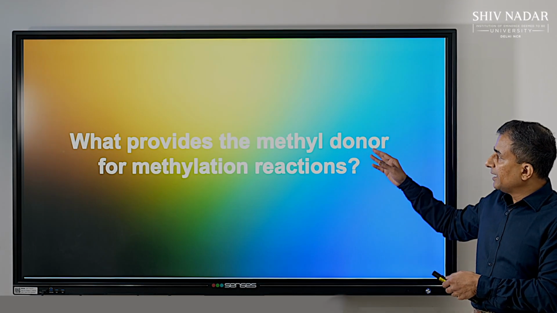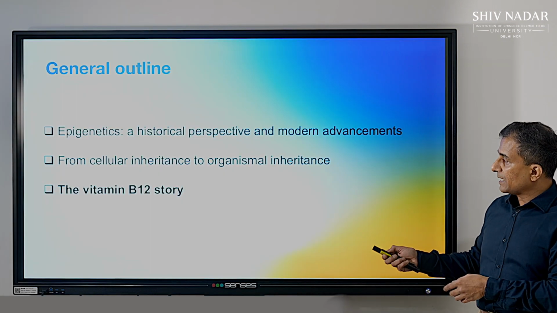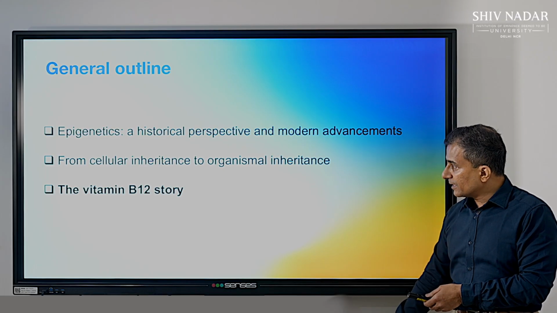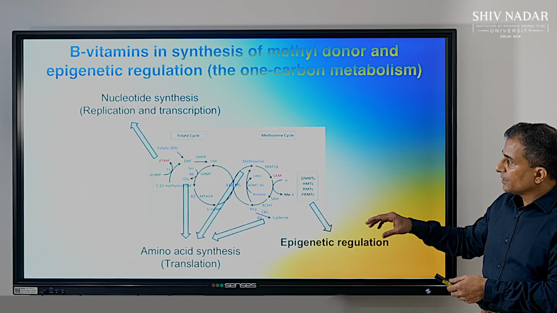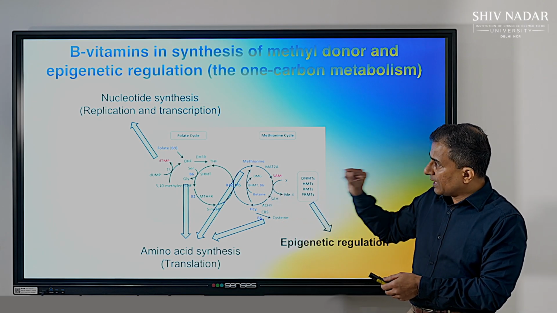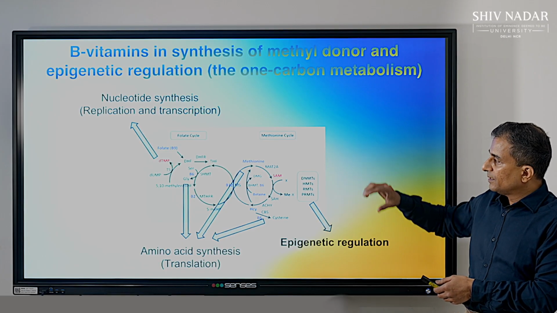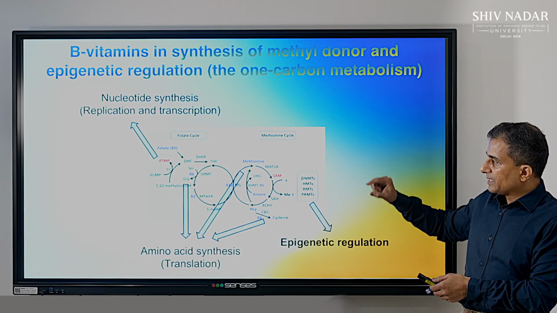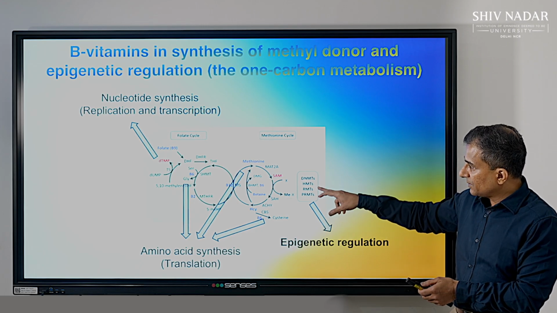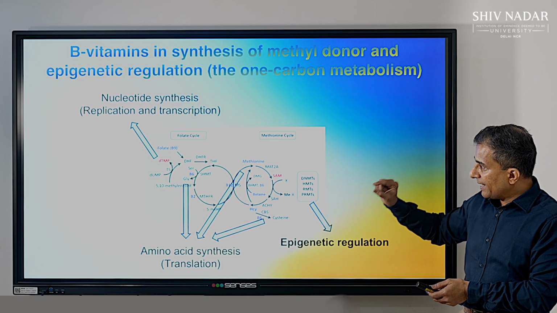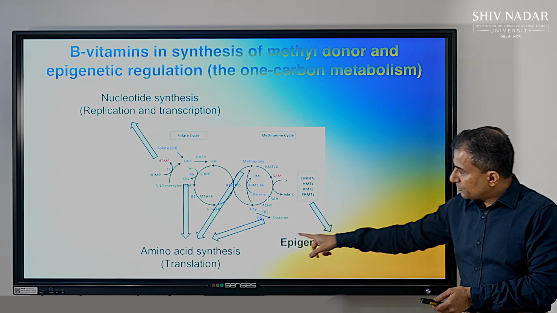So what provides the methyl donor to methylation reactions? This is the last part of my talk, and I'll take one story, which is the example of vitamin B12, which is part of the one carbon cycle. So what is the one carbon cycle? The one carbon cycle is a chain of multiple biological pathways in which one carbon unit, basically the methyl group, CH3, is moved across different molecules, and as a result, it is finally deposited in the epigenetic cycle. And that is done by these writers, okay, different proteins that can add this methyl group to the proteins or to the DNA molecules, and that leads to epigenetic regulation, okay.